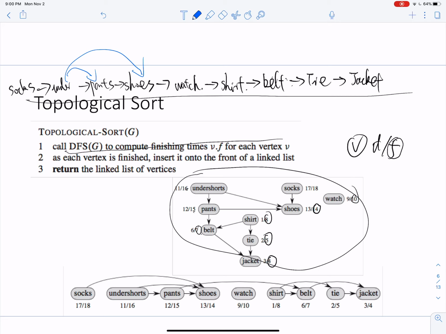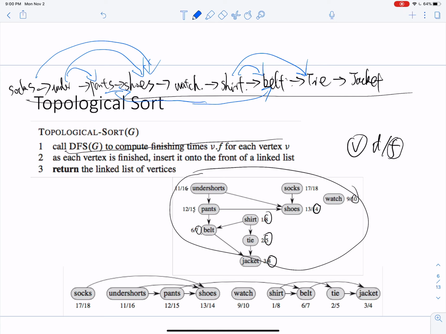And for socks, there is an edge from it to shoes. Okay, this is also no problem. Socks go before shoes. We also have an edge from pants to belt, no problem. Pants go before belt, and then we have an edge from shirt to belt, and from shirt to tie, yes, no problem.